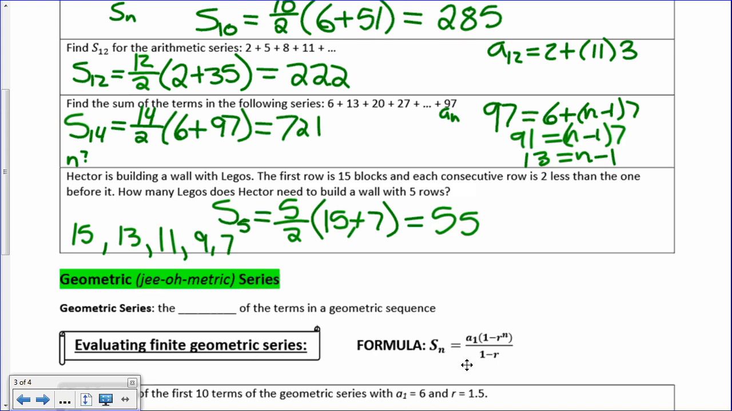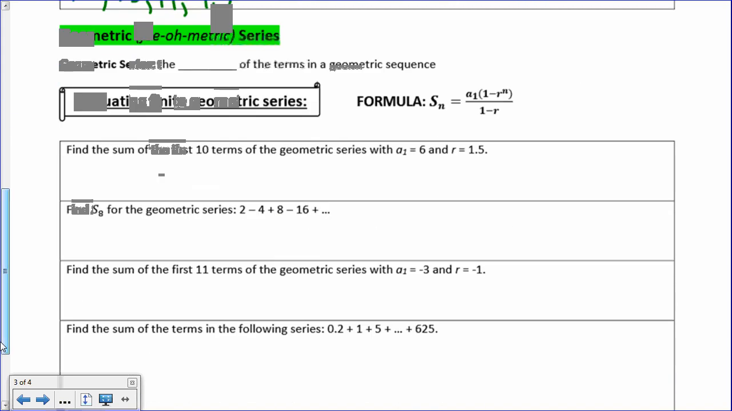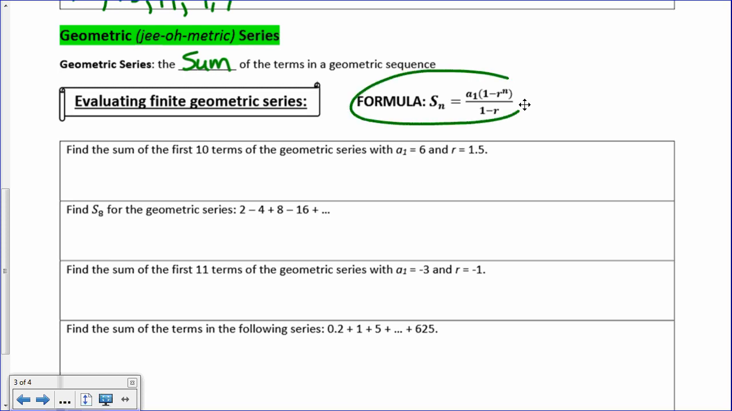Cool. Right, then we have geometric series. Same thing. Going to be the sum of the terms in a geometric sequence. So this time the numbers are going to be increasing by a multiple instead of something that you're adding. This is your formula. Again, there are a couple on the formula sheet, but this is the one you really want to worry about.